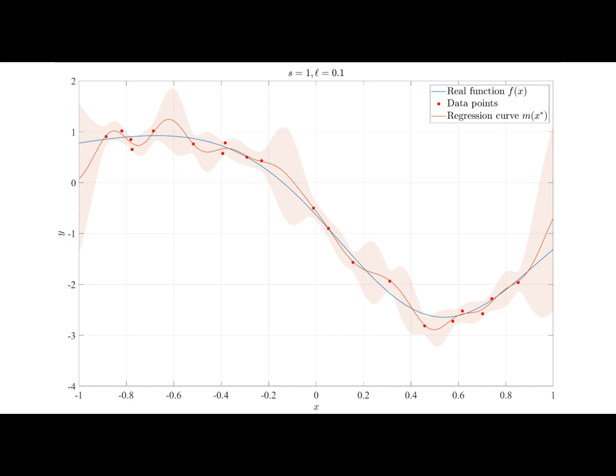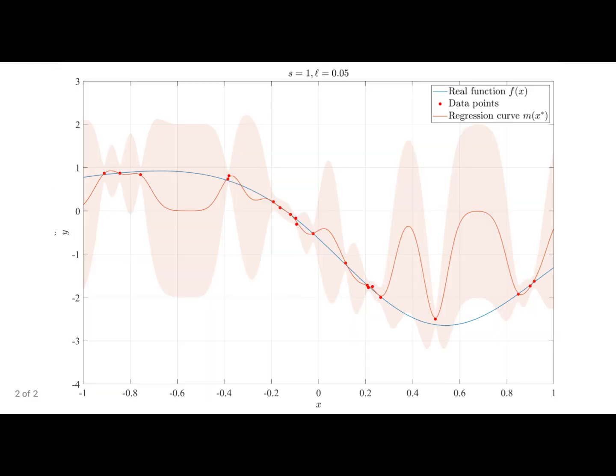Now, this figure is obtained with s being 1 and l being 0.1. Next, with s fixed, let the length scale l be 0.05. We obtain this figure. You can see that the correlation between nearby points becomes smaller.